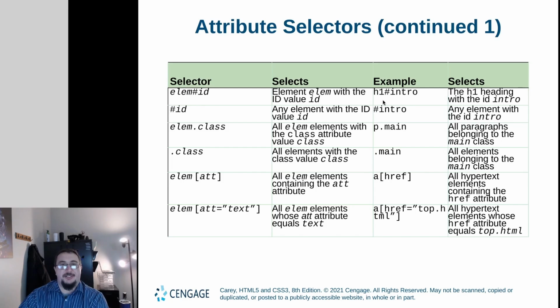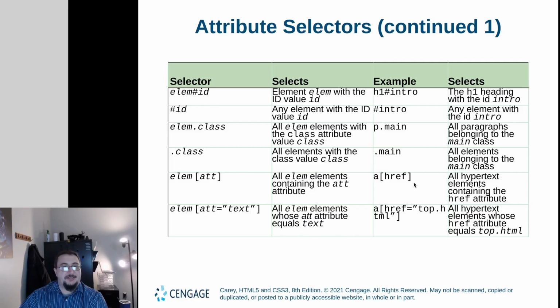You see how that works. As an example, H1 hashtag intro. That means that anything with the ID of intro will then be stylized like that. Element.class means that anything here with a paragraph in the main class, and using just .main is generic, which means that if you had any tag with the main class inside of it, it would then apply to that.